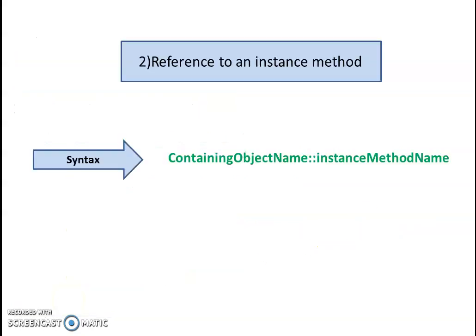Next, understand the reference to an instance method. When we refer to an instance method, the syntax is simple. We write the object name, then we put double colon, and then we write the instance method name. As we know, static methods belong to the class. So when referring to a static method, we write the class name. And when we refer to an instance method, we write the object name.